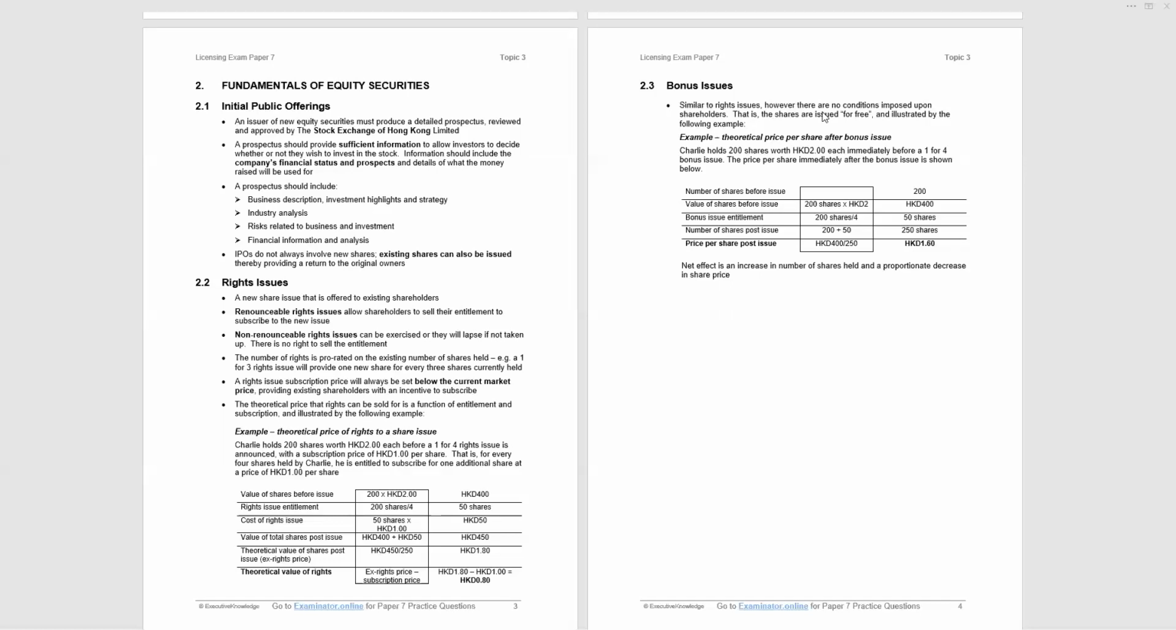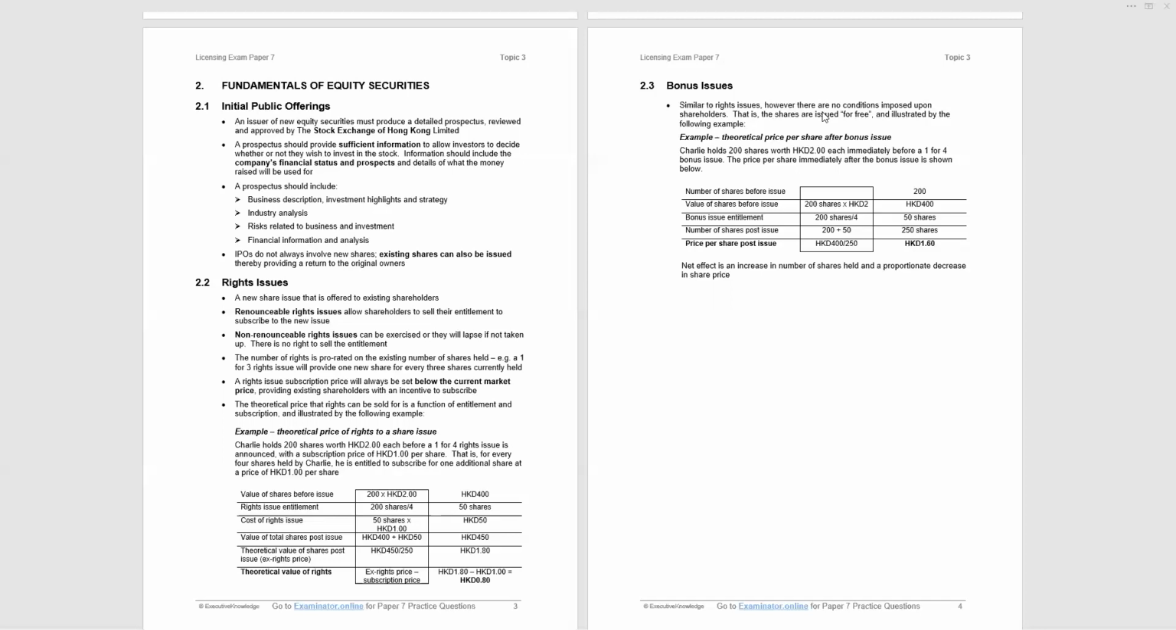So Charlie holds 200 shares worth $2 each before a 1-for-4 rights issue is announced with a subscription price of $1 per share. What does this mean? Well, it means currently the market price is $2, and these extra shares are being issued at $1. So that's attractive. The existing shareholders will likely take up the rights. A 1-for-4 rights issue means for every 4 shares you currently hold, you are entitled to buy 1 more. A 2-for-5 rights issue, for every 5 shares you hold, you're entitled to buy another 2.